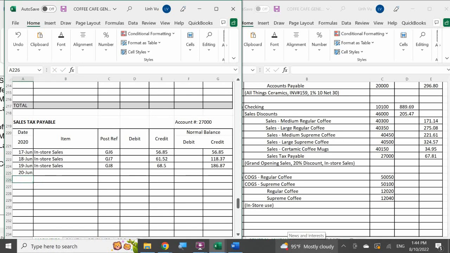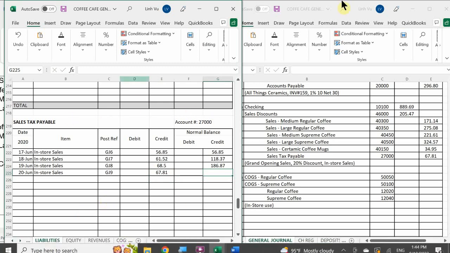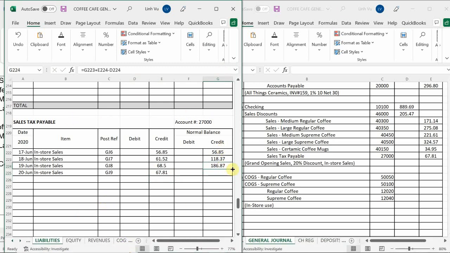Okay, so 620. In-store sales, page 9, and 6781. And I have 254.68. 254.68. Good. Yeah, okay, so that's it. Ledger's done. Yes.